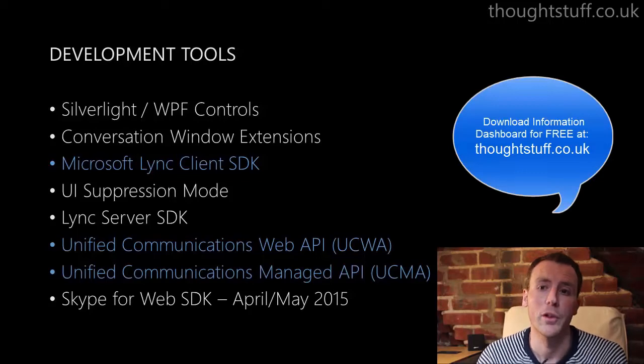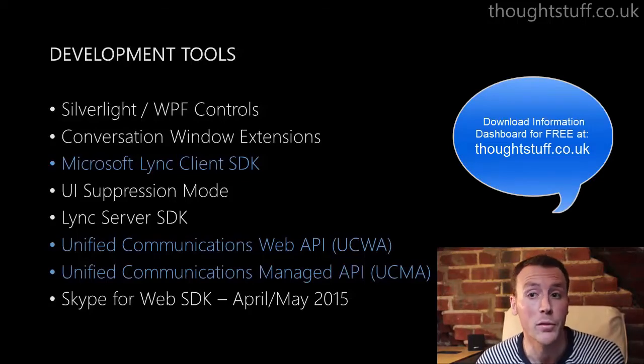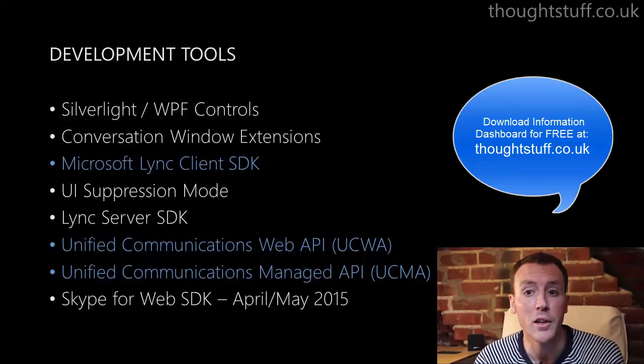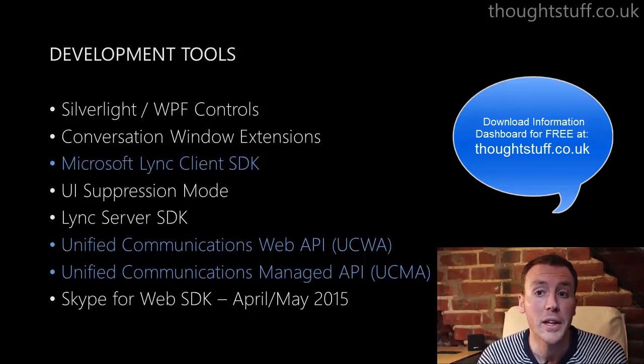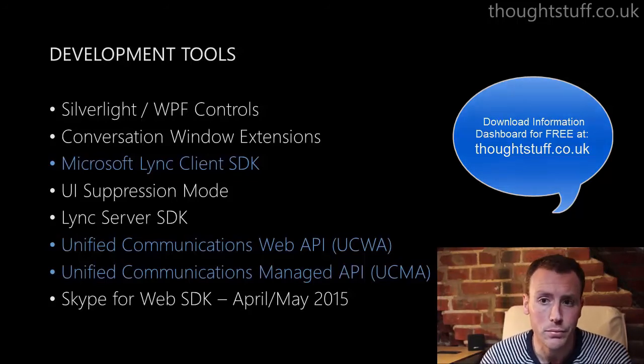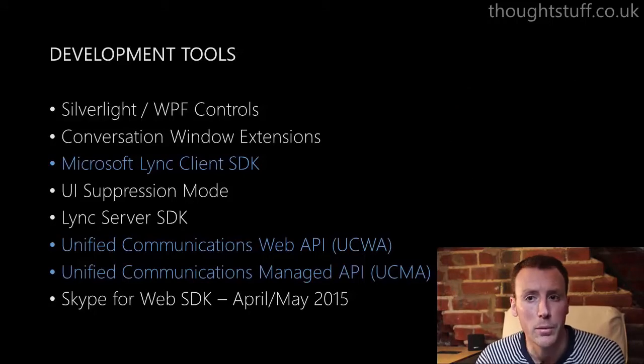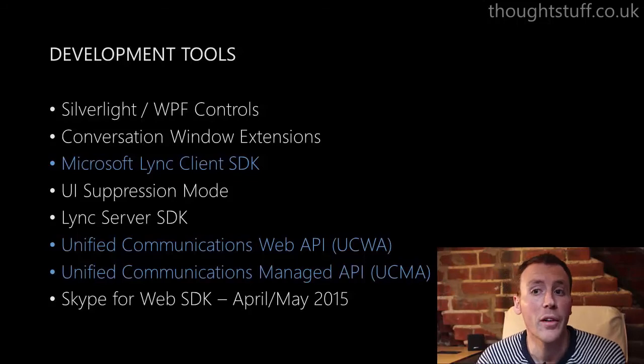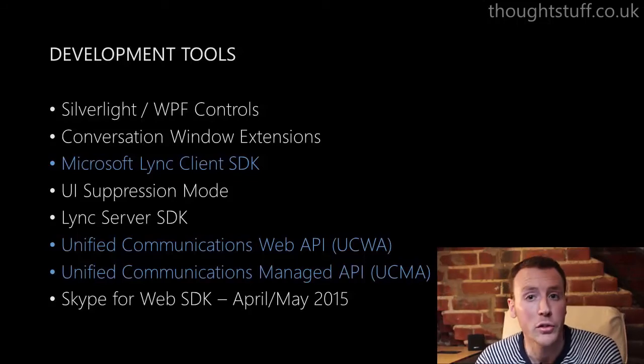Another example of a conversation window extension is the information dashboard. I use this when talking to remote colleagues because it quickly shows me their local time zone, weather and news, meaning I always know how to break the ice in a new conversation. Like the Silverlight and WPF controls, these extensions require that the Skype for Business client be installed and running on the user's machine to work.